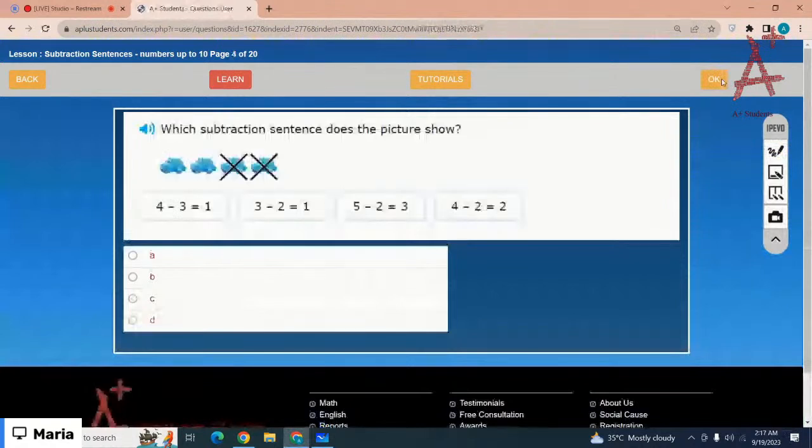Which subtraction sentence does the picture show? So which is the correct option? Which option is the correct one? If you already know the answers, you can please write down the answer in the chat box. We have total 4 toys, right? Let me just count them. One, two, three, four. The total toys we have are 4, right?